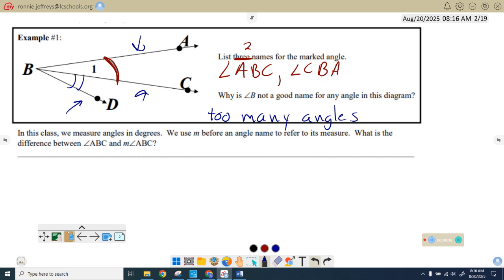In this class, we measure angles in degrees. Okay, we use the M before the angle to refer to its measure. What is the difference between angle ABC and M angle ABC? This one's really hard, okay? Y'all have to really think about this one.